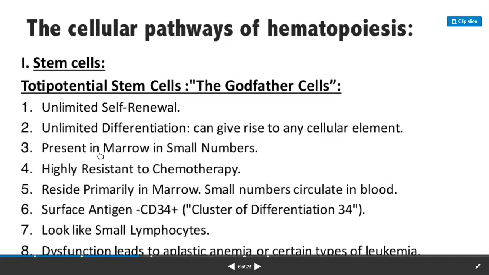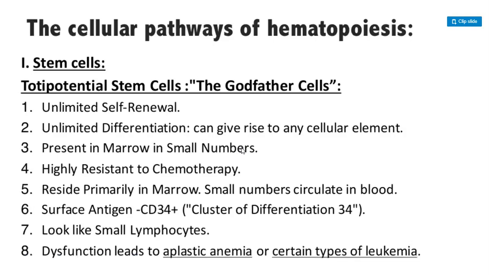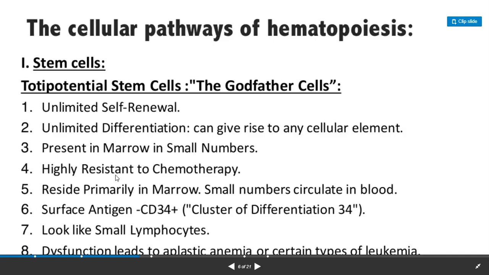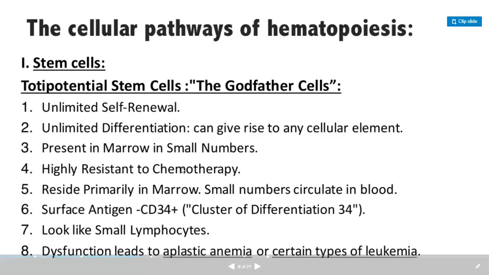But they are present in the bone marrow in small numbers. They are not a lot. There are very small numbers of them in the bone marrow, because, of course, they have the ability to differentiate into any kind of cell, and they can reproduce themselves if they want. So they are only in small numbers. But whenever the need arises, they can split and multiply themselves if they need to. Then they are highly resistant to chemotherapy, so they cannot be easily destroyed by chemotherapy.